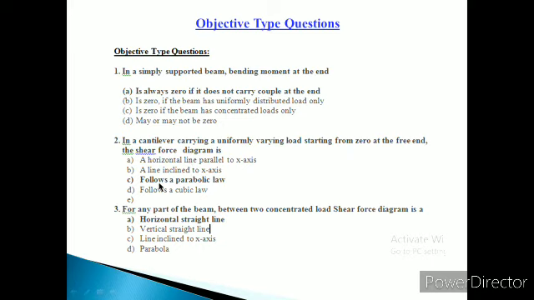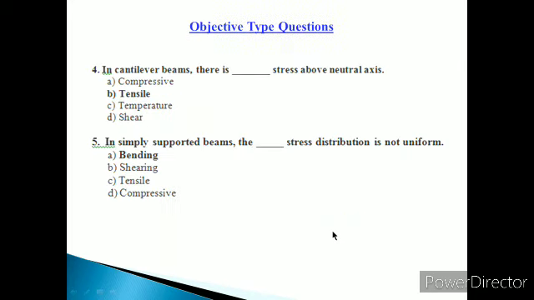The answer is follows a parabolic law. What is the reason? Third one, for any part of the beam between two concentrated loads, the shear force diagram is a horizontal straight line. It must be a horizontal straight line. What is the reason? The fourth one, in a cantilever beam there is dash stress above the neutral axis. Is it compressive, tensile, temperature or shear stress? That is a tensile stress. What is the reason for that?